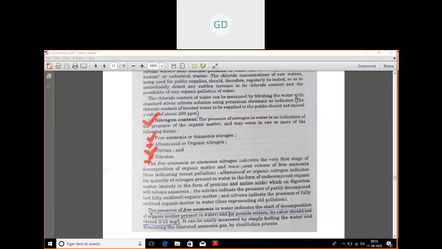See this line. The presence of free ammonia in water indicates the start of decomposition of organic matter present in water, and for potable waters, its value should not.